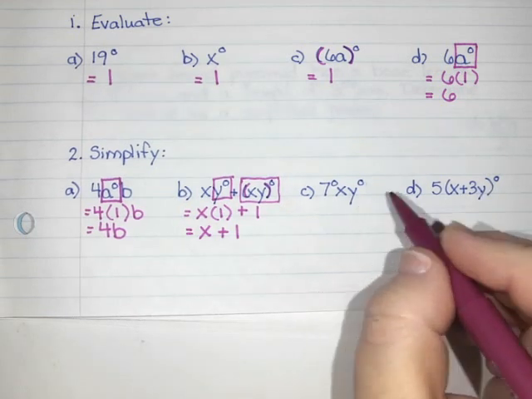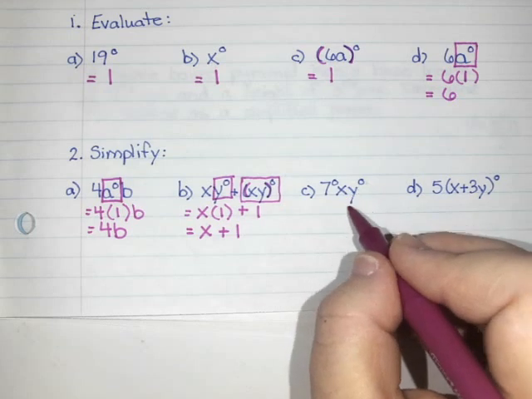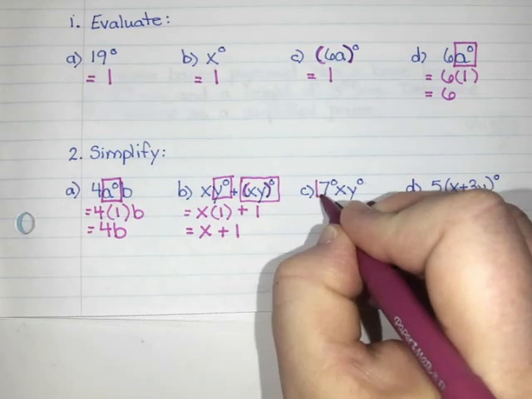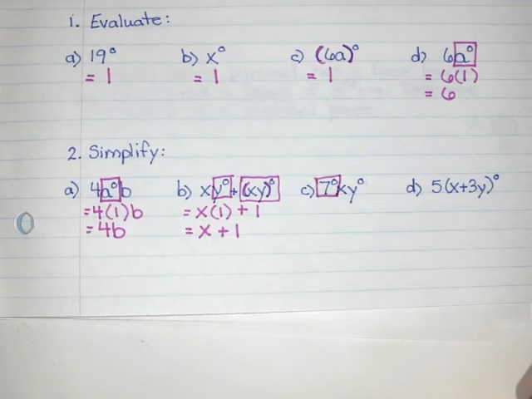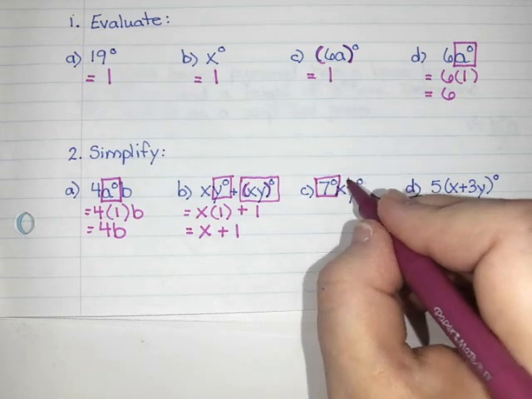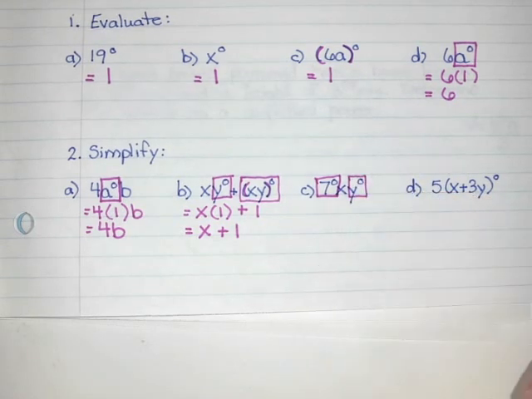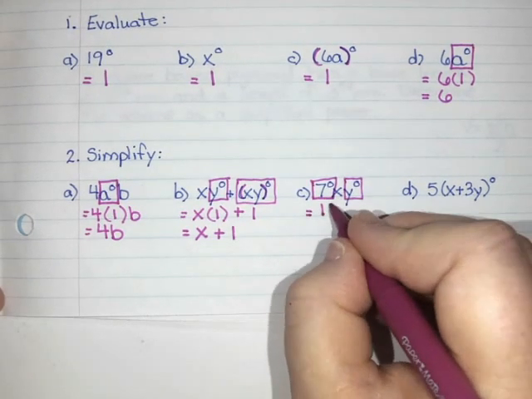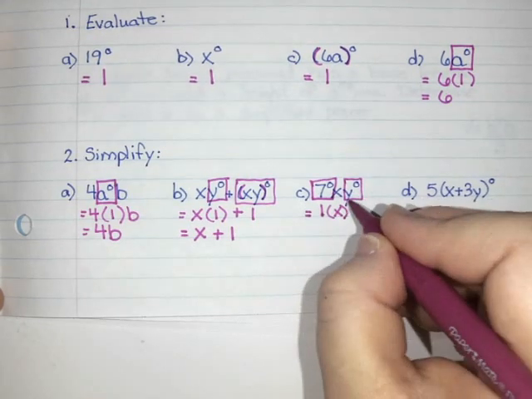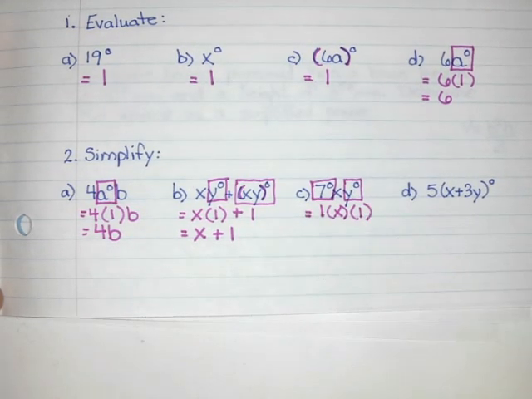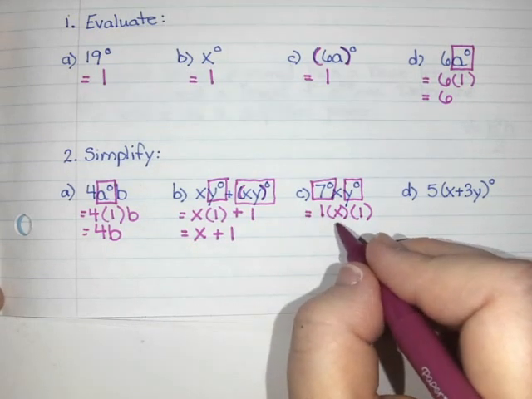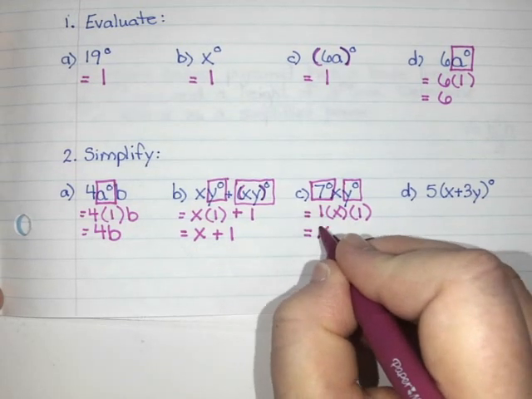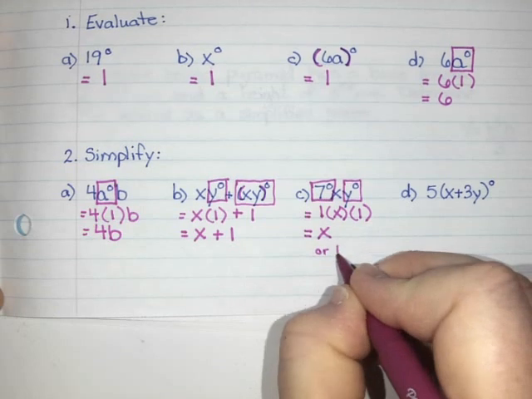If we take a look at the next one, I have 7 to the power of 0, x, y to the power of 0. So I have 2 different powers of 0. The first one here is just on the 7, and then the second one is only on the y. So that means 7 to the power of 0 is going to equal 1. The x is still just going to sit there and wait its turn, and then y to the power of 0 equals 1. 1 times x is 1x, and then times 1 is still 1x, or I'm just going to write x, but you could write 1x.